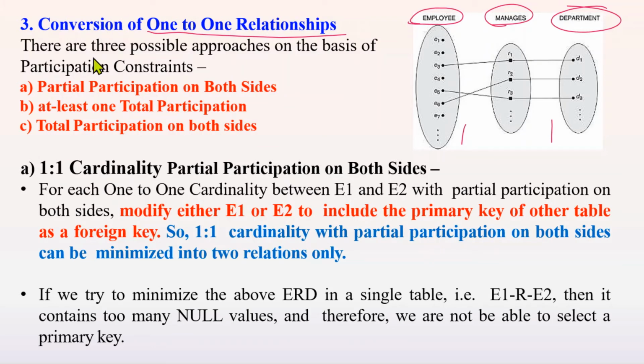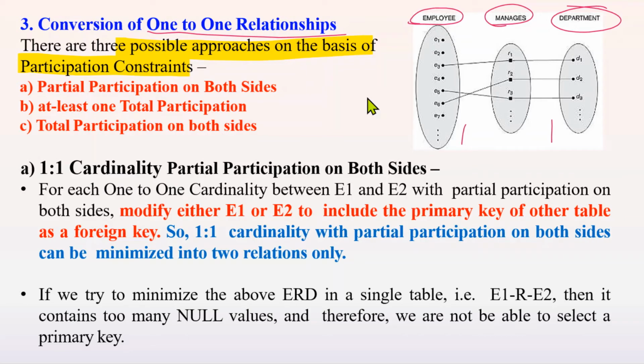Now there are three possible approaches on the basis of the participation constraints. This is the cardinality constraint. So 1 to 1 cardinality can have three cases on the basis of participation constraints. By cardinality we mean the maximum participation, and by participation constraint we mean the minimum participation.